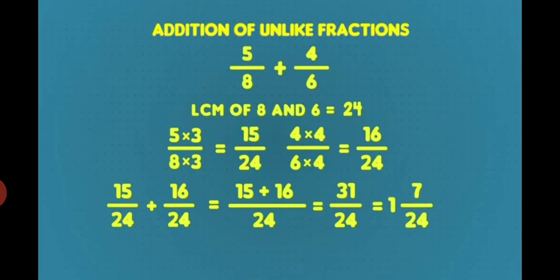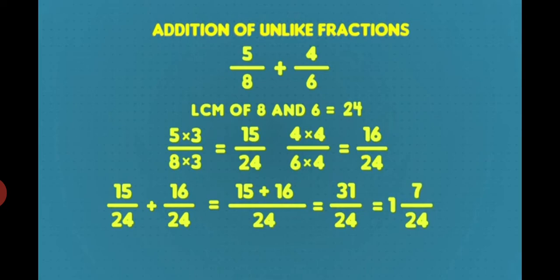Next step, we all know if we multiply 8 by 3 we shall get 24. So we have to multiply the first fraction by 3, the numerator with the numerator and with the denominator, and we shall get 15 by 24.